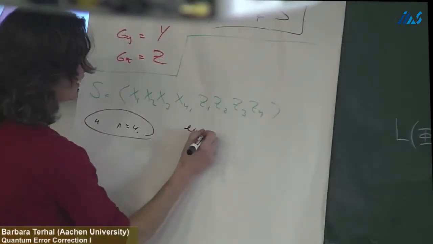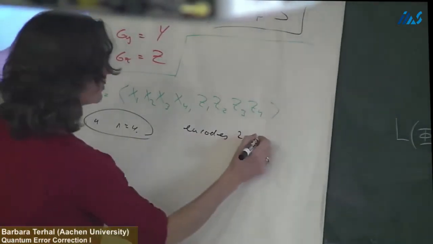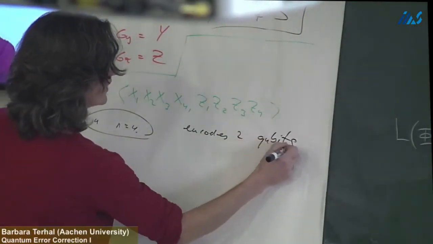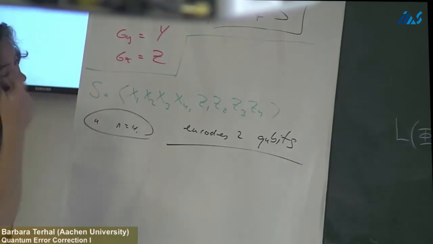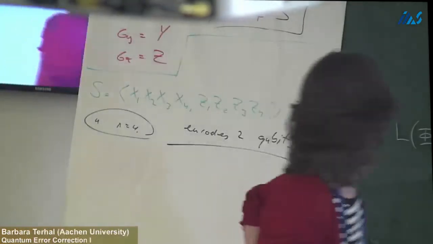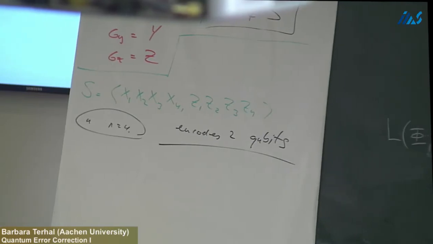So, encode, am I writing large enough? 2 qubits. No. Okay, I won't write then. Okay, so we'll talk more about this code as a good simple example.